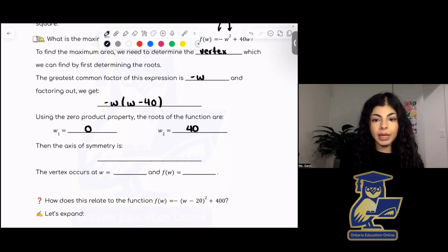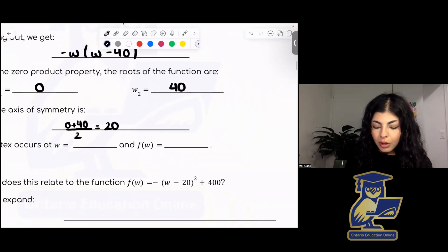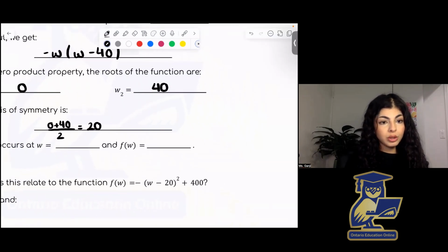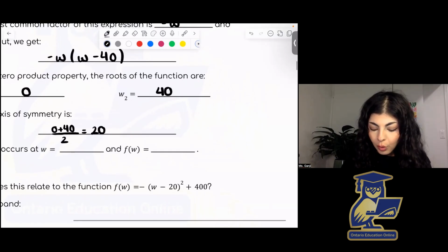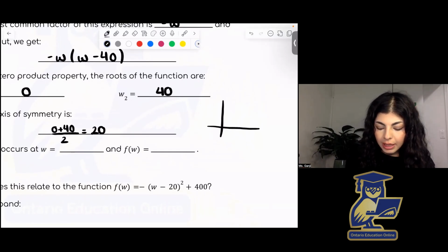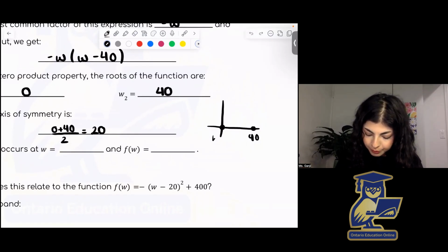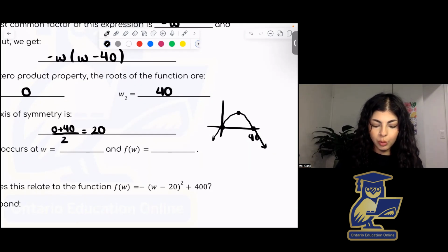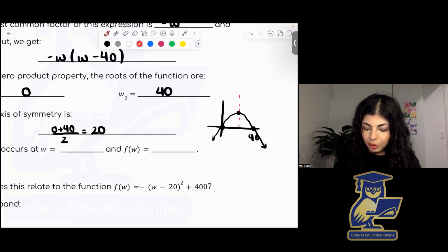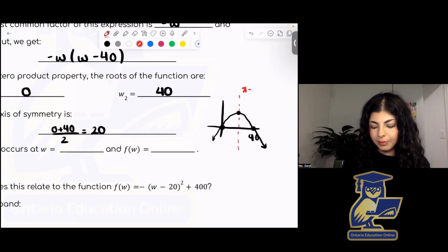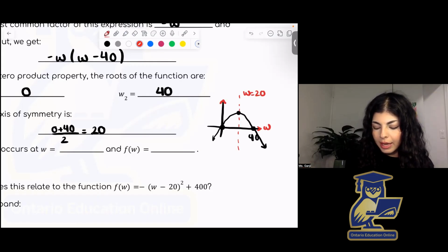Now take a moment and try to find the axis of symmetry. Recall that the axis of symmetry is going to fall between the two roots, so you should have got 20. In other words, if our graph is like this, we will have a root at 0 and at 40, and we already know that it's a downward parabola, something like this. And I have my maximum, which will fall on the axis of symmetry, which is at w equals 20 in this case, because we're working with w and f of w.